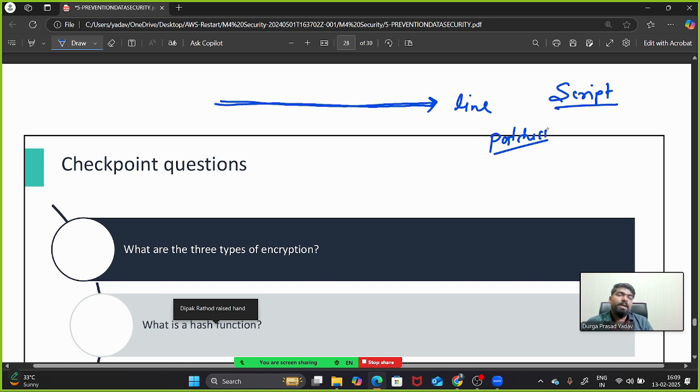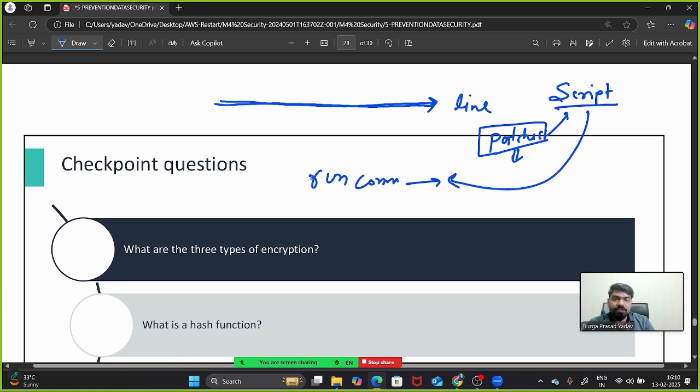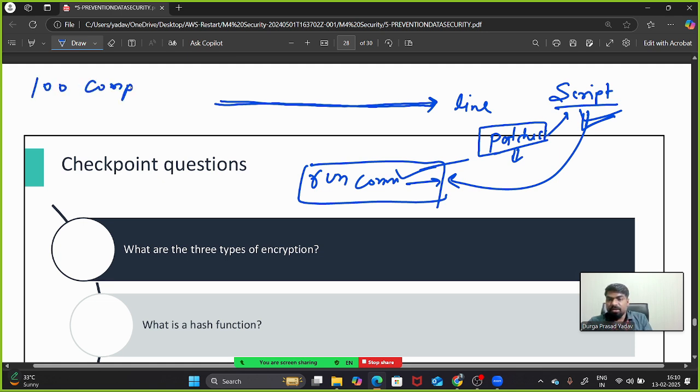See, patches and baseline, there are two terms that we need to understand now. So first I'll talk about the patches. Patches is nothing but just a script. See, there is a run command. In run command, you will be writing the script only, and whatever script we are having, you will be running it by using this run command. Now you think if you are having 100 computers, right?